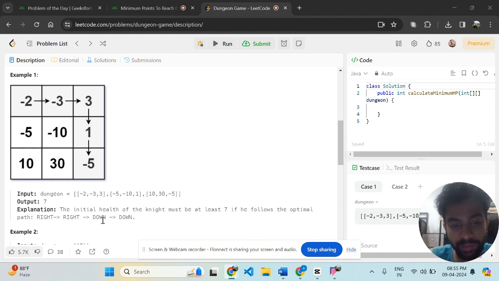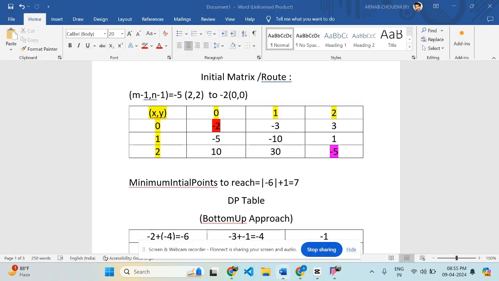And this is how the optimal path is followed. In order to reach -5 from -2, it follows the path -3, 3, 1, and then -5, which is right, right, down, down. So let's go with the code explanation.